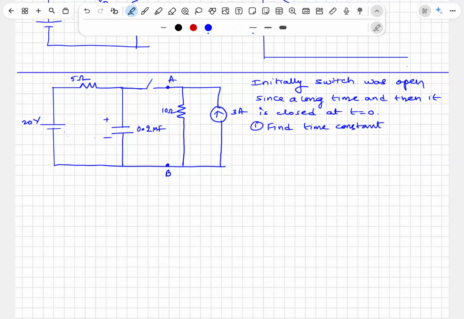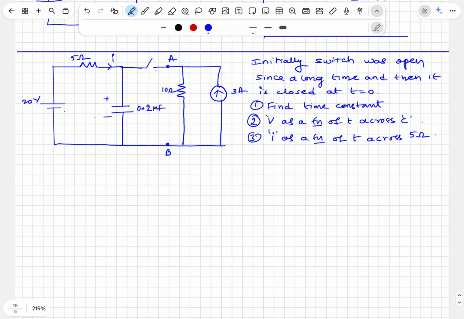First we ask: find the time constant. Second, I want the potential drop V as a function of t across C. Third, the current as a function of time across the 5 ohm resistor. So your question starts. Completely a different set of questions is what I have framed.